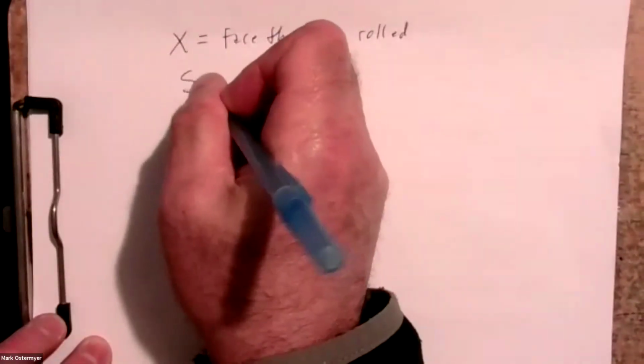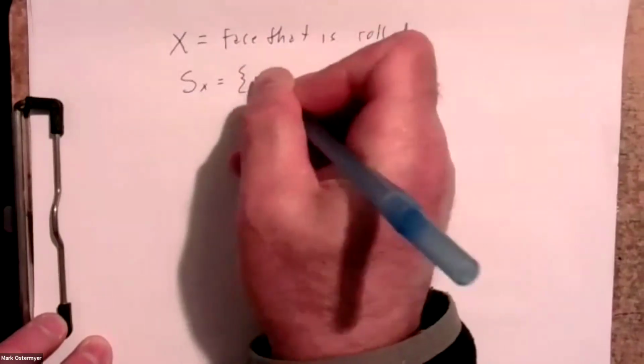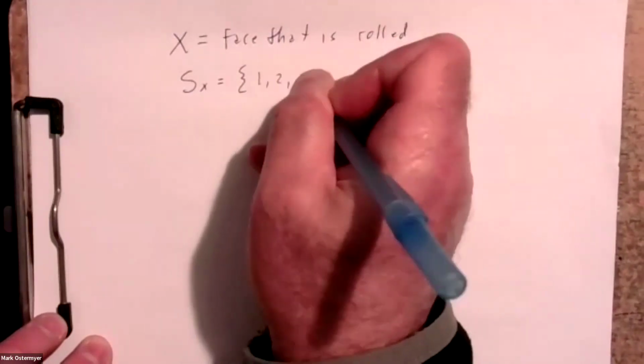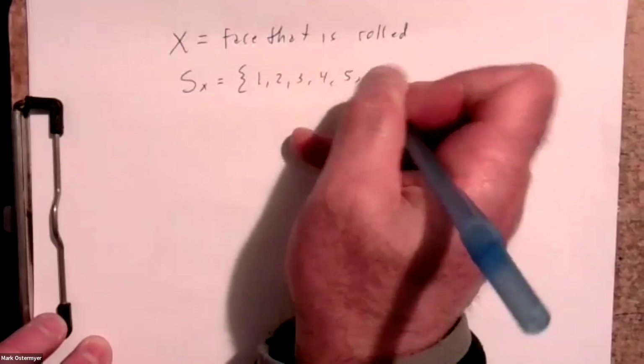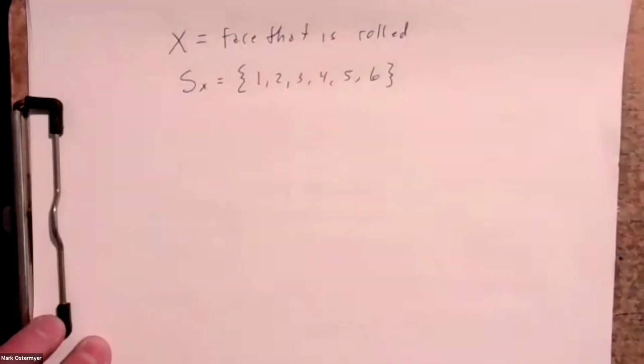What's the sample space of this random variable? Well, it's going to be the set consisting of 1, 2, 3, 4, 5, or 6. Those are all the outcomes that can occur when you roll a die.